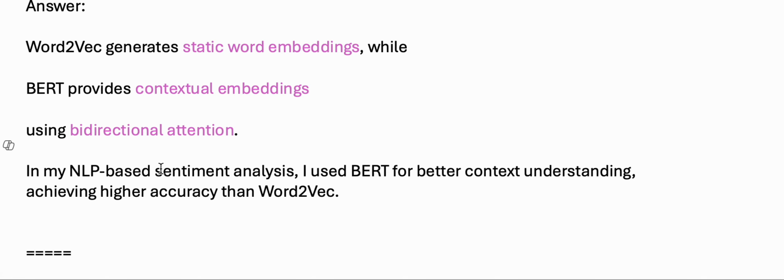In my NLP based sentiment project, I used BERT for better context understanding and achieving higher accuracy than Word2Vec.